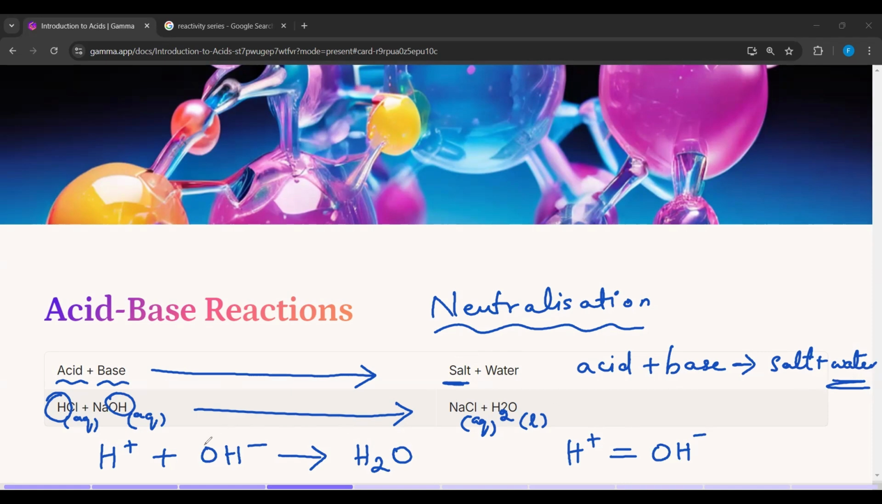as a product. And remember, don't forget the state symbols. Always the acids and bases are aqueous. But here, water is a liquid. So I hope this is clear. So this is how neutralization happens. And what happens to the pH? pH is equal to 7.